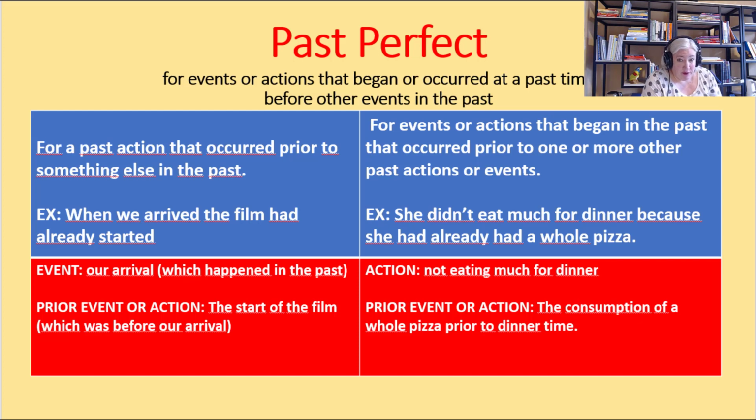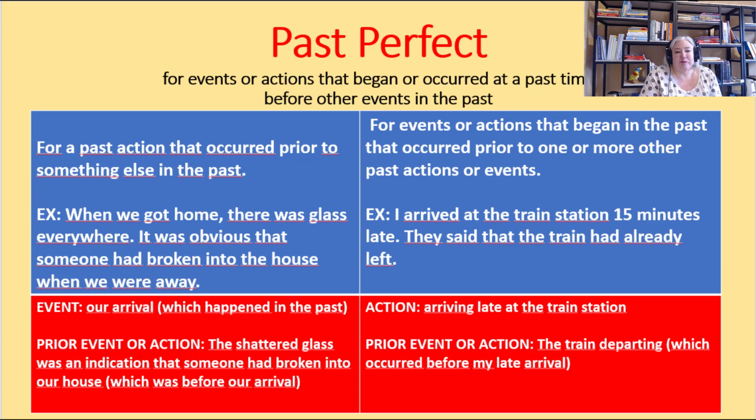Event, our arrival, which happened in the past. Prior event or action, the start of the film, which was before our arrival. For events or actions that began in the past prior to other events or actions. She didn't eat much for dinner because she had already had a whole pizza. Action, not eating much for dinner. Prior event or action, the consumption of a whole pizza prior to dinner time.